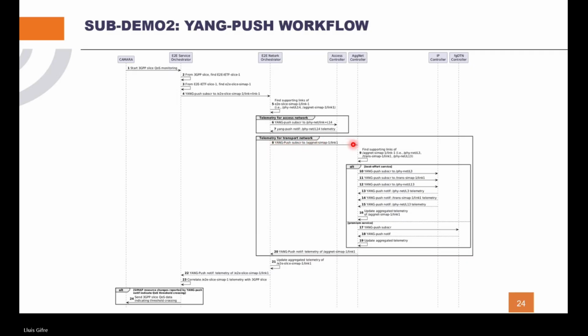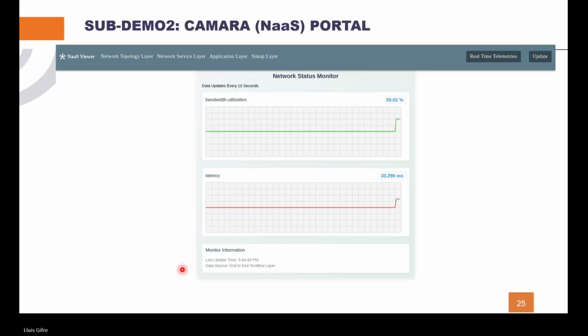a YANG Push subscription between, in this case, the end-to-end and the aggregation network controller. This essentially triggers a number of subscriptions to the underlying controllers, in this case, the IP for the best effort, and the FGOTN controller for the premium. And then it starts aggregating the telemetry data for the different layers and providing it upwards. Okay. And then it is at the end-to-end service orchestrator where we perform the decisions and the monitoring if there is some violation of the SLAs. And well, this is just a screenshot of the user interface.